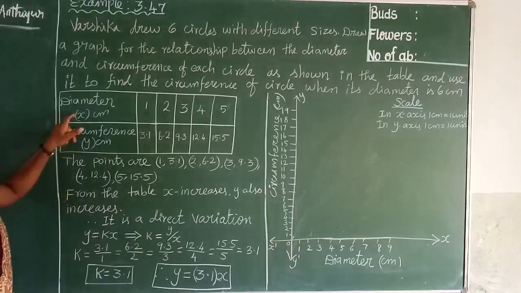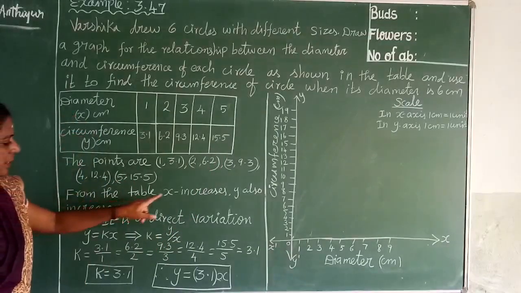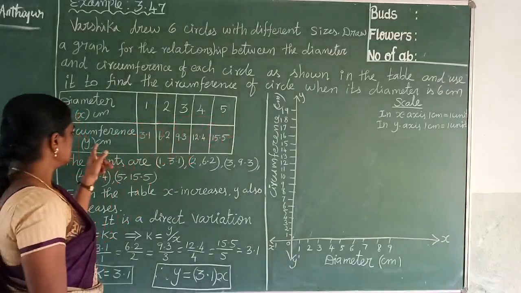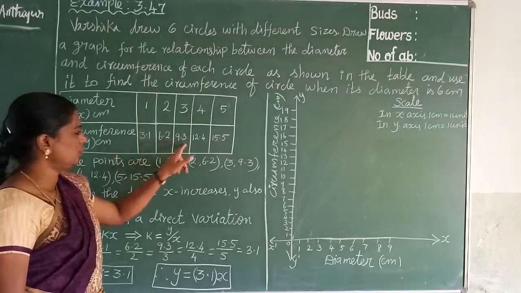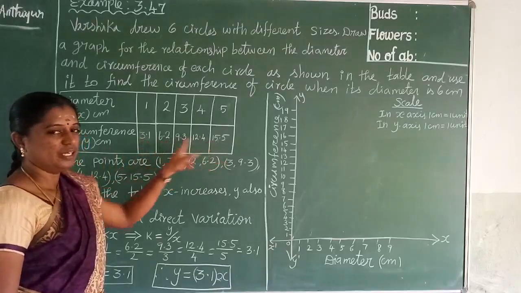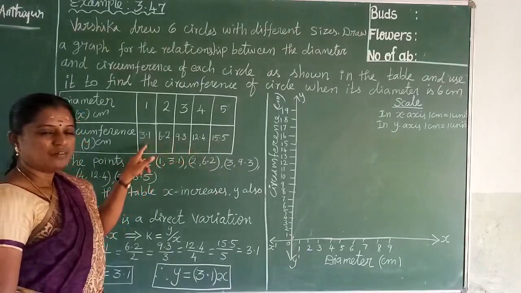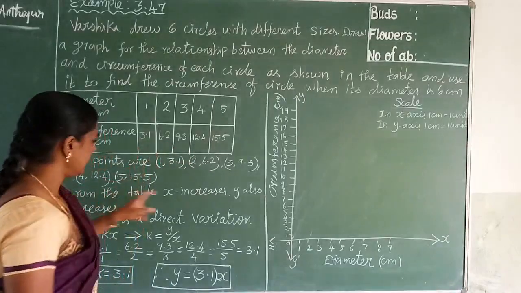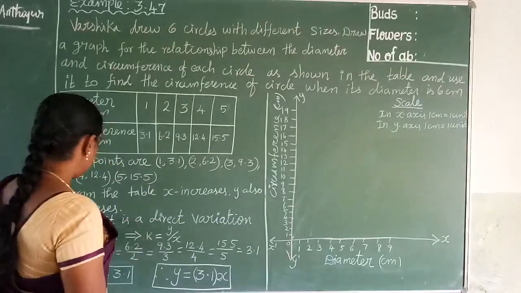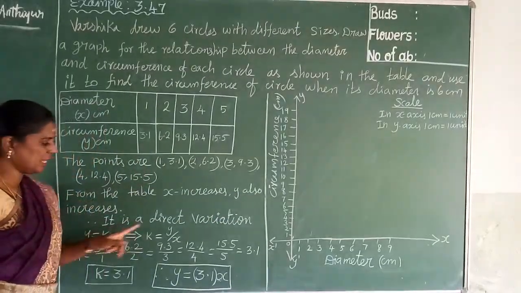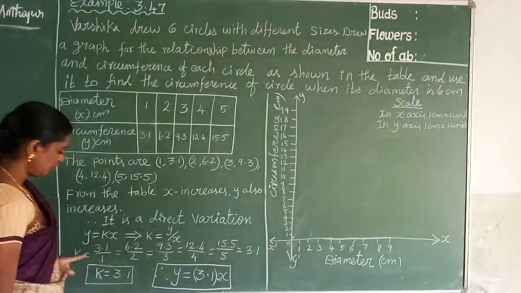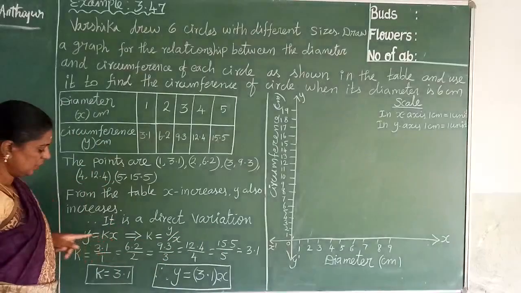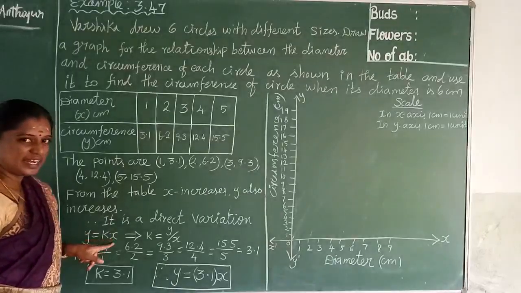So see the table column. From the table, x increases 1, 2, 3, 4, 5, and y 3.1, 6.2, 9.3, 12.4, 15.5 also increases. What is a direct variation? Both increase or decrease. So here x increases, y also increases. Therefore it is a direct variation. So y equal to kx is a direct variation.